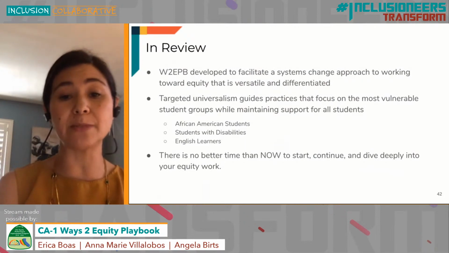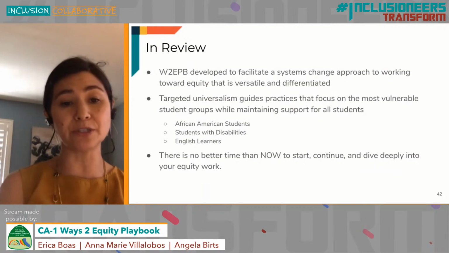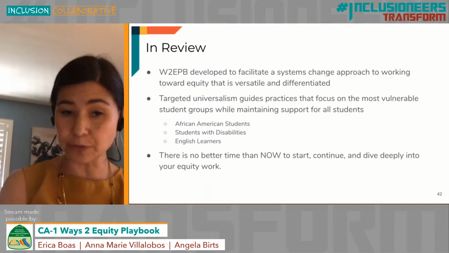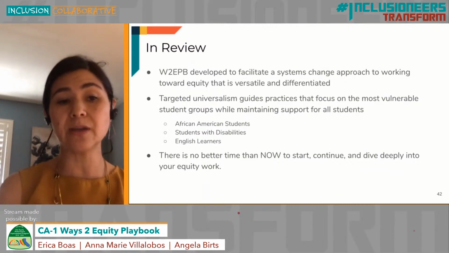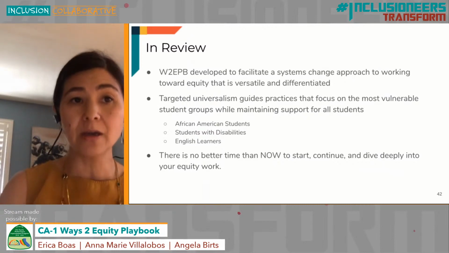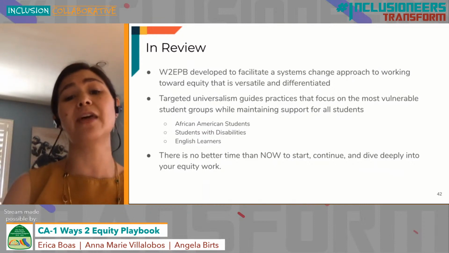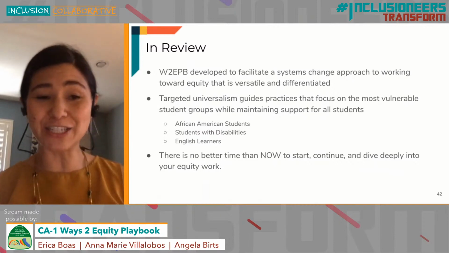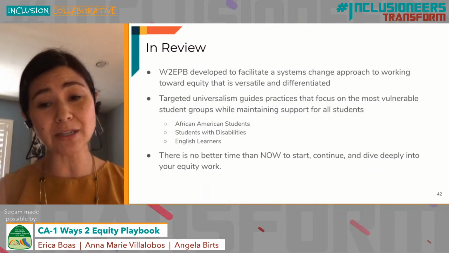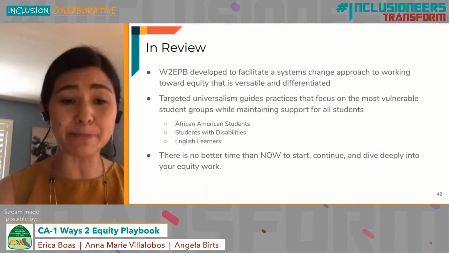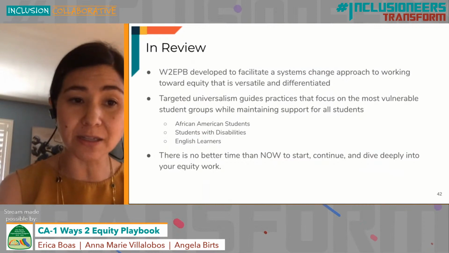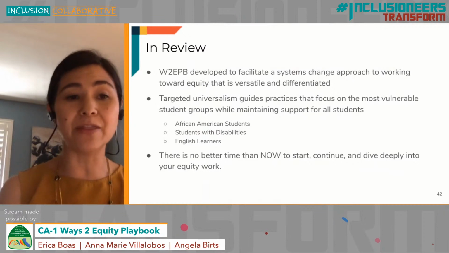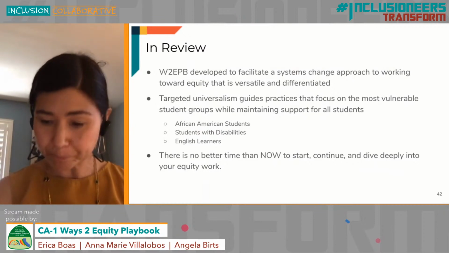Targeted universalism guides practices that focus on the most vulnerable student groups while maintaining support for all students: African American students, students with disabilities, and English learners. And finally, and most importantly, there's no better time than now, when you have all these challenges to deal with, to start, continue, and dive deeply into your equity work, because these students and these families really, really matter in the work that we are doing right now.